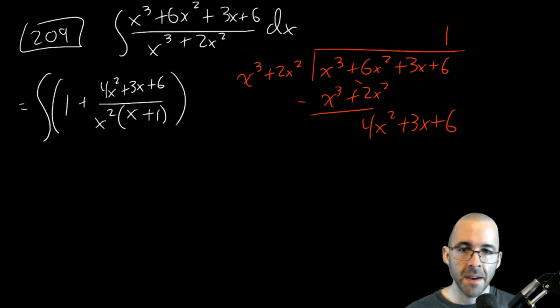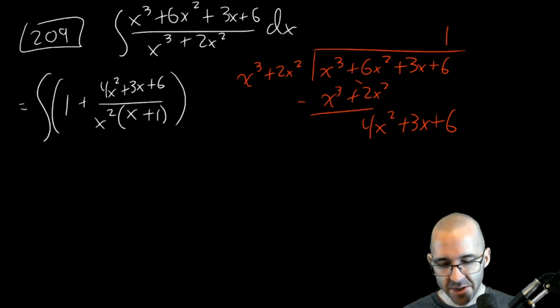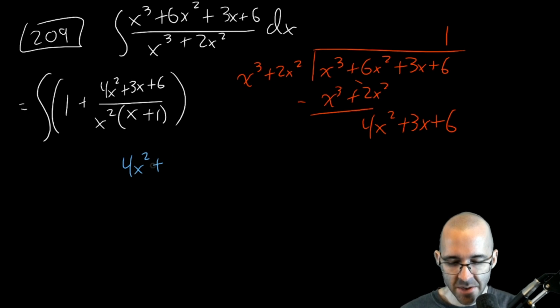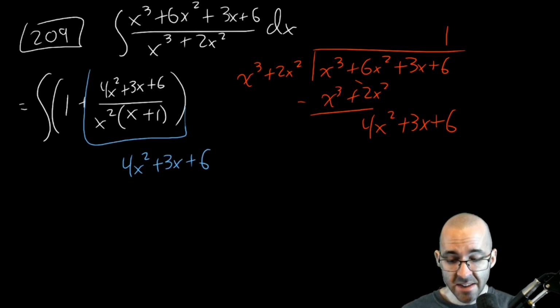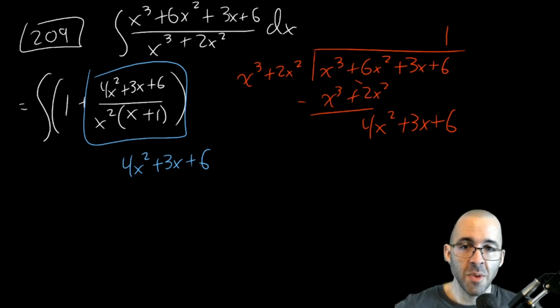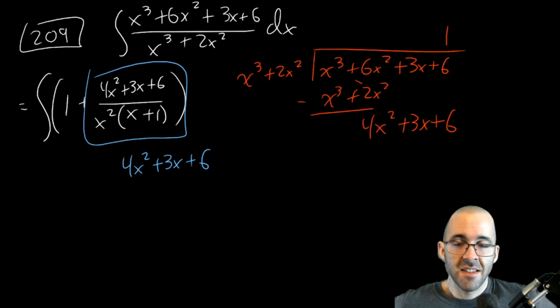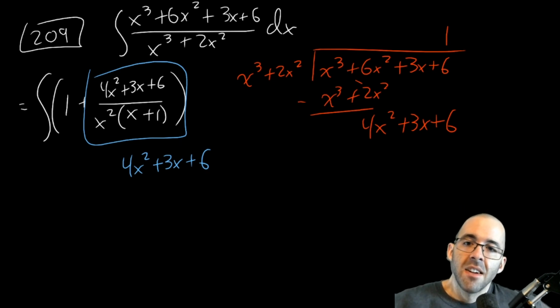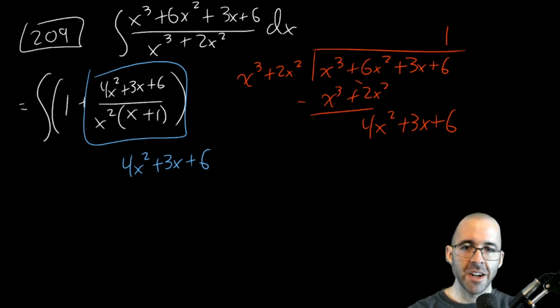Okay, so now we need to use partial fraction decomposition. So again, we go off to the side and say, all right, 4x squared plus 3x plus 6. By the way, if this can be simplified, we simplify it. Can the numerator be factored? To factor it, we need something that multiplies to 24 and adds to 3. Nope, that's not going to happen. The numerator's prime.